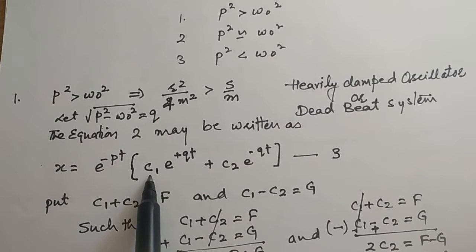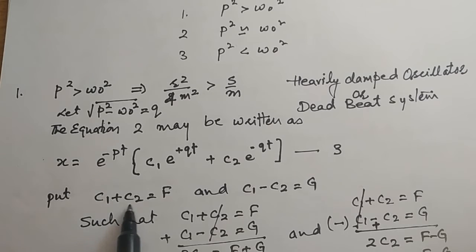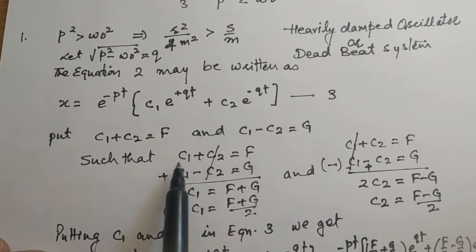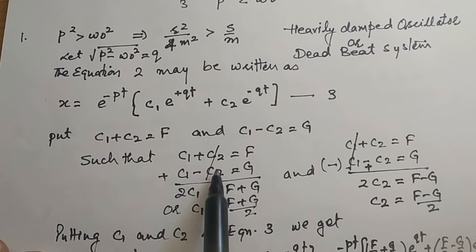Now here c1 and c2 can be taken as a combination. C1 plus C2 we can write as F, and C1 minus C2 we can write as G. F and G are new constants. We do not know their values, but we can find them by using this C1 plus C2, C1 minus C2. If we add C1 plus C2 and C1 minus C2 like this, then C2 will cancel, and you will find that C1 comes out to be F plus G by 2, and similarly on subtraction we will get C2 is equal to F minus G by 2.